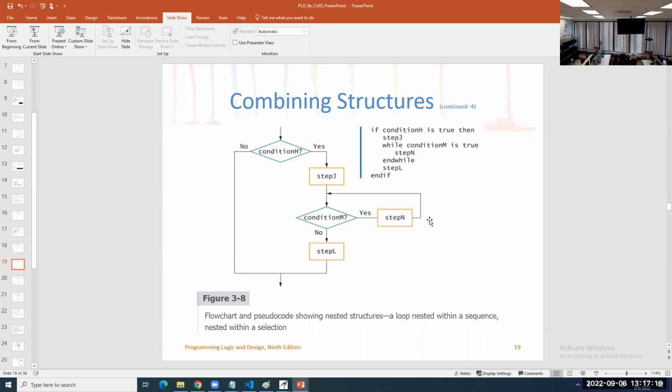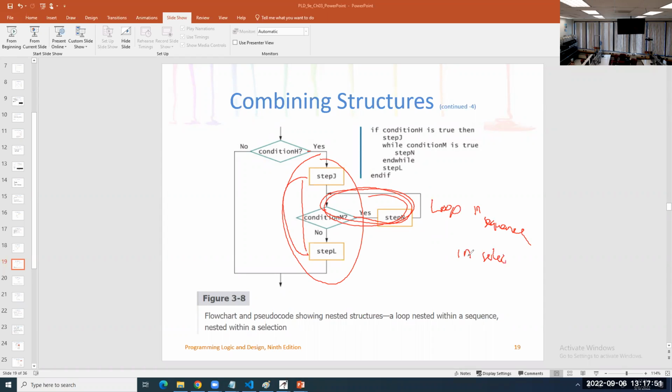If you look on this one here, you see you have the condition to check, and if yes, going back. That is a loop. Right? So it's a loop. You put inside the step J, step L here in sequence order. So loop in sequence. Again, you see the whole sequence here, you put it in one branch of the selection. So again, the sequence here is in the selection here.